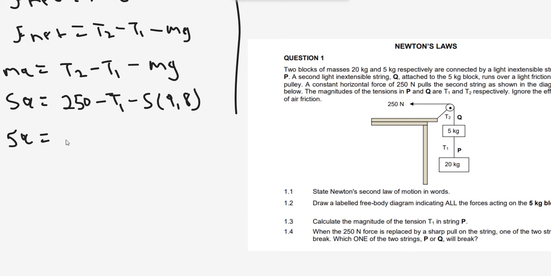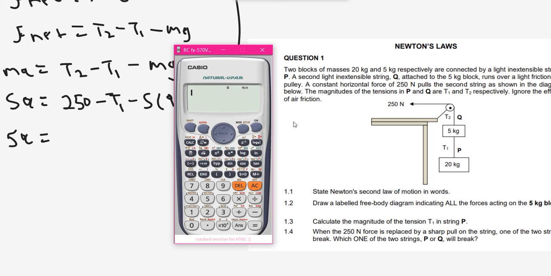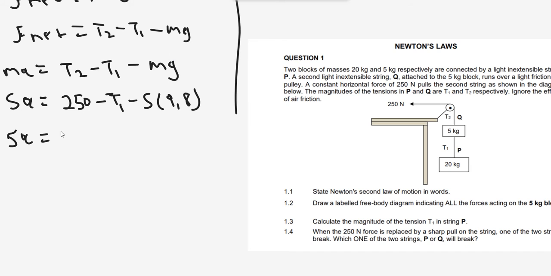250. Okay, we'll just type it in the calculator, and we have 250 minus 5 times 9.8, it is 201. So 201 minus T1. Take this away.